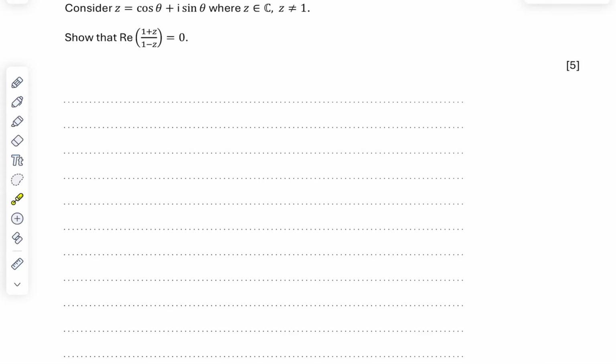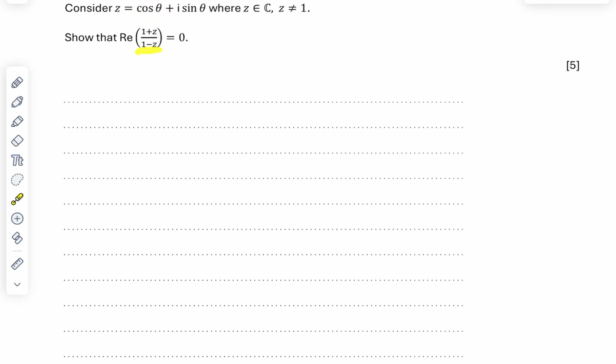This one definitely looks a bit meatier. We have z here in cis format, so its length is 1 and its angle is theta. z is not equal to 1, so okay, we can't have that. So again, it means that if it's not 1, that can't be 0. Cosine theta is 0 means that theta is pi, and we can't have that either, so that can't be 0 either.